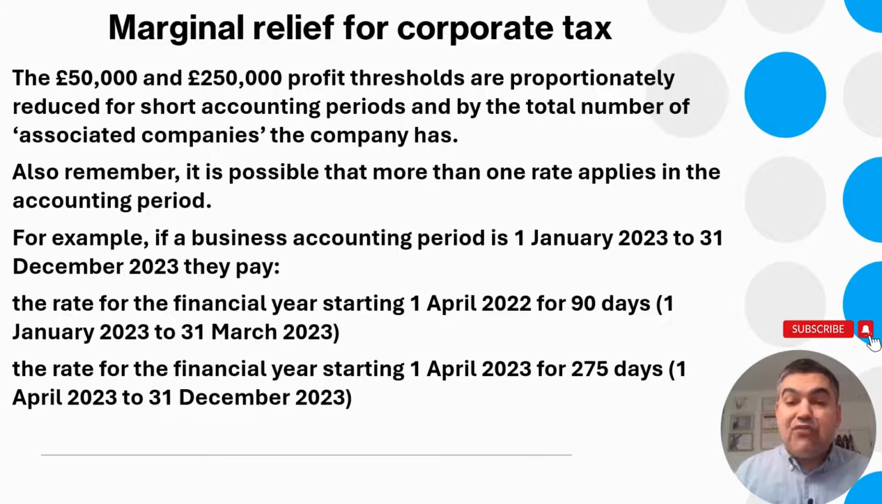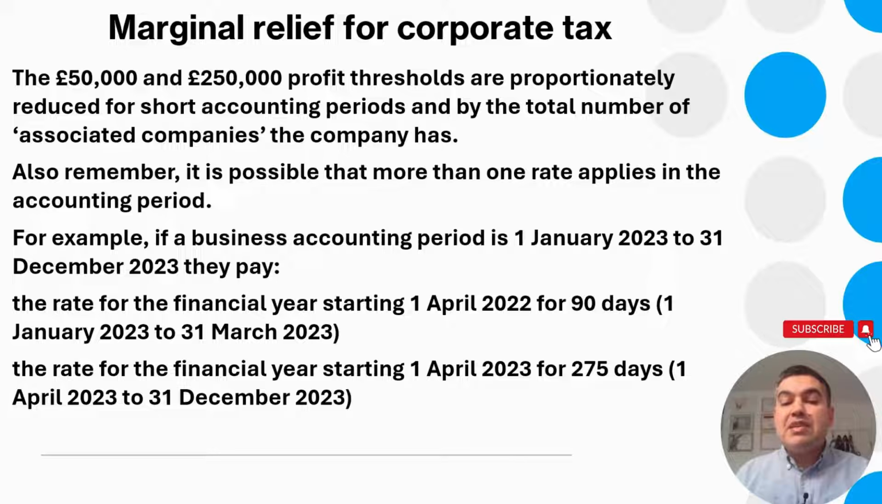Very important: the 50,000 and 250,000 profit thresholds are proportionately reduced for shorter accounting periods and by the total number of associated companies the company has. Also remember, it is possible that more than one rate applies in the accounting period.